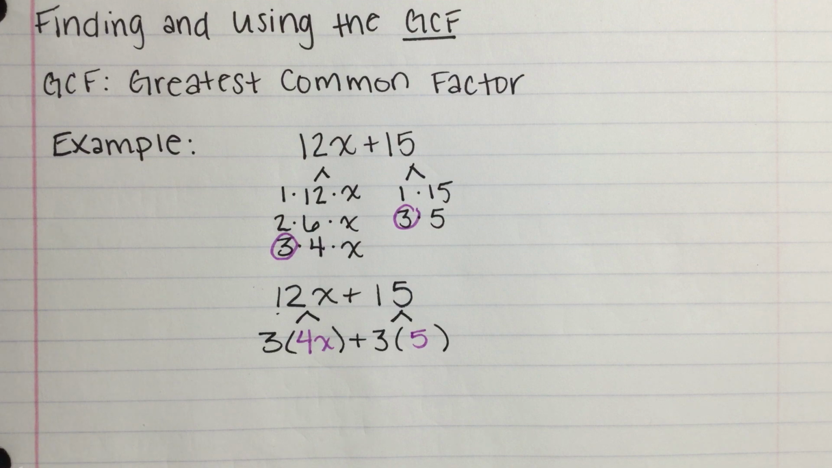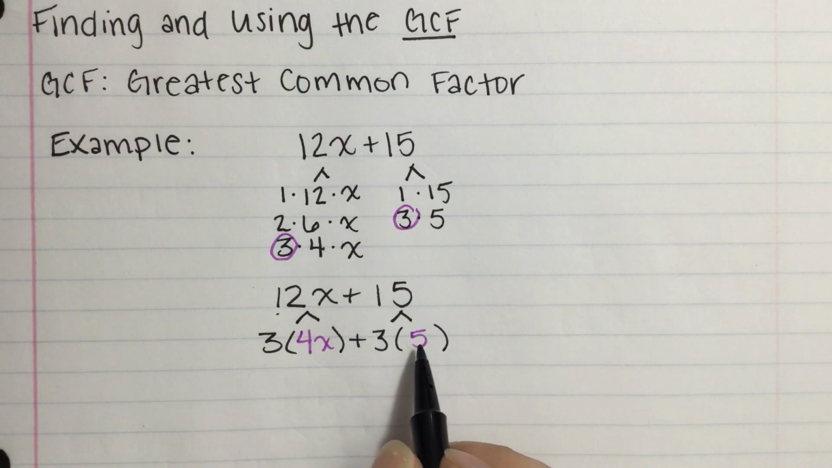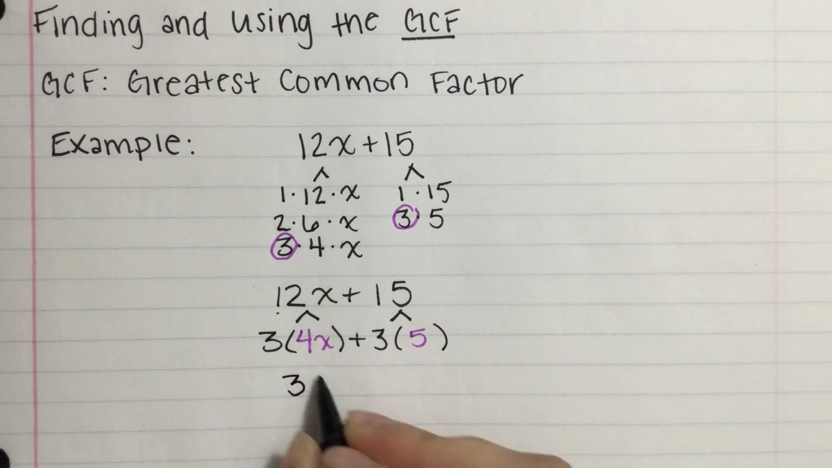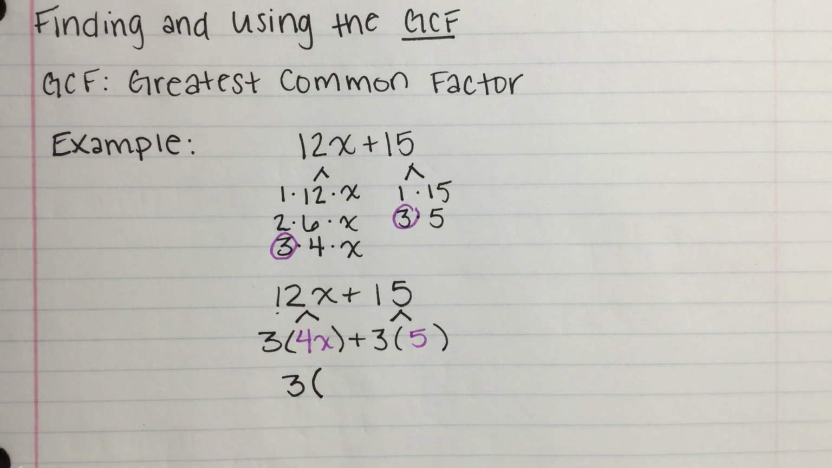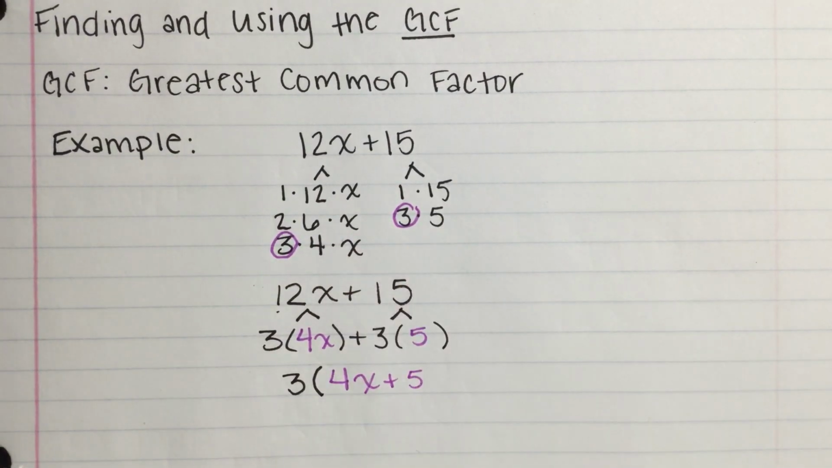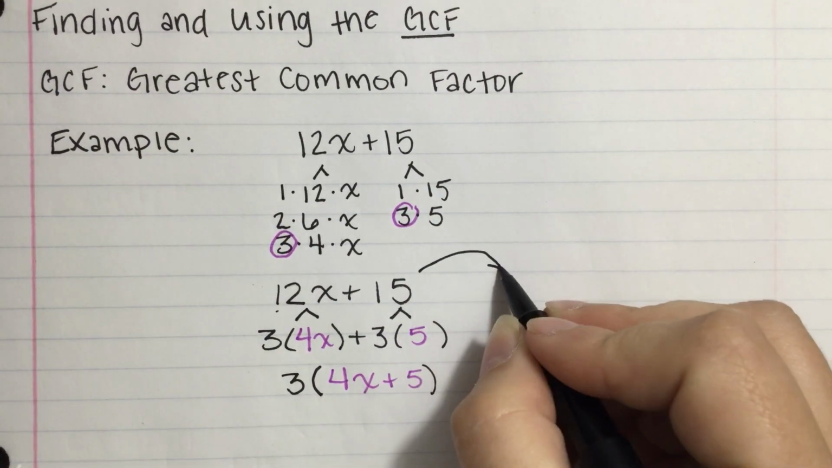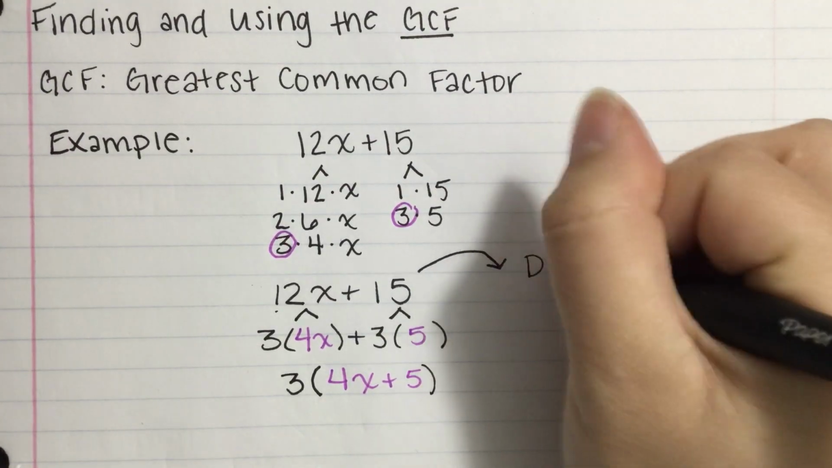Now, this might look weird when I go to write my final answer, but we're going to go backwards using the distributive property to show why this ends up working. Because 3 is being multiplied by both 4x and 5, we can rewrite this as 3 times the quantity of 4x plus 5. Okay, now I'm going to go backwards using the distributive property to see where that comes from.